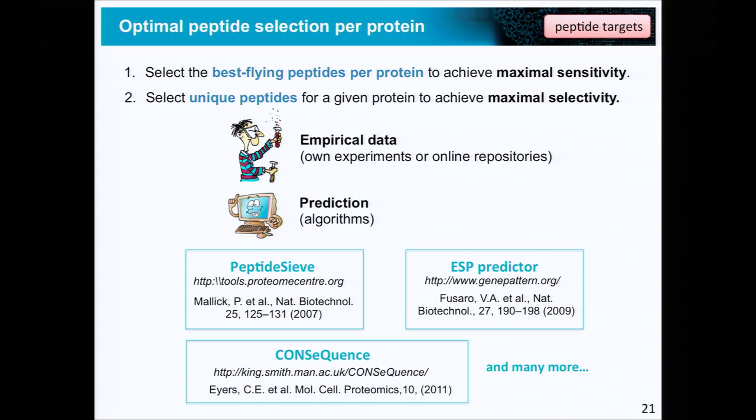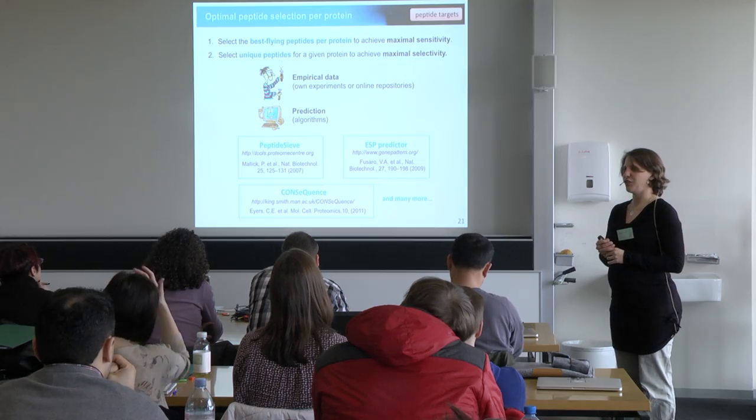And what all of these algorithms do is they take the primary protein sequence and digest it, and based on the amino acid sequences of the peptides, they try to predict which will be the best flying peptides. Usually these prediction algorithms perform less well than trusting empirical data, so it's really something you should consider as an additional option, but empirical data will usually be beneficial to trust.